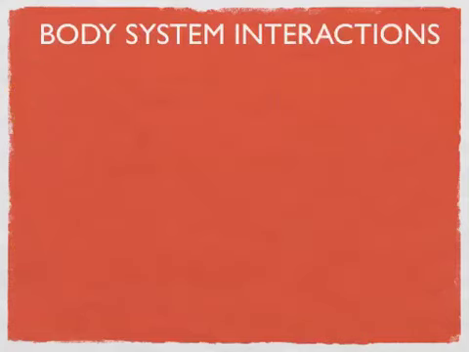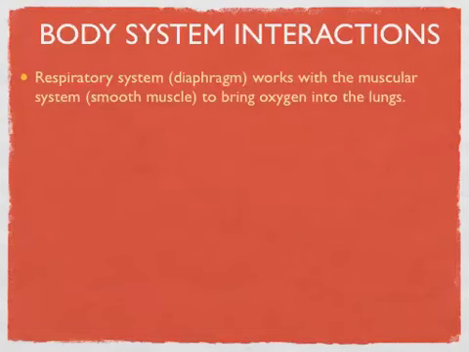Now let's talk about how the respiratory system interacts with some other body systems. The first system that we're going to talk about is the muscular system. The diaphragm is a large muscle that's part of the respiratory system, and it's made out of smooth muscles. So remember that smooth muscles are controlled by the brain stem. They're involuntary. And the purpose of the diaphragm is to pull oxygen into the lungs and push carbon dioxide out of the lungs.